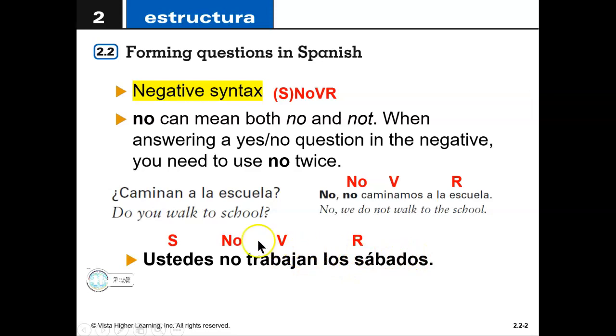Now sometimes our verb is going to be a double verb. That means there could be two here. Together they are considered one big verb. For instance, ustedes no necesitan trabajar. Y'all don't need to work. Even though we have two verbs, necesitan and trabajar, they together are considered the verb, and the no will go right in front of them.